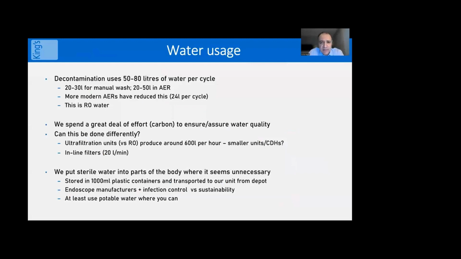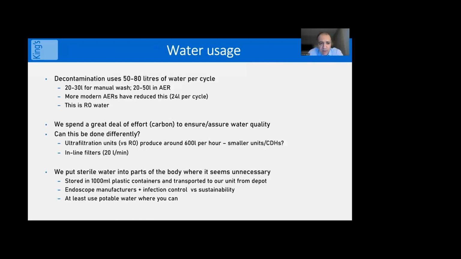In terms of water, let's focus on that for a second. Well, decontamination, as I mentioned at the start of the talk, uses somewhere around 50 to 80 liters of water per cycle per scope. That's 20 or 30 liters for a manual wash, and 20 to 50 liters in the average automated endoscope reprocessor, depending on which manufacturer you use. It's fair to say that the more modern AERs have reduced this to around 20, 23, 24 liters per cycle, but it's also worth noting that this is water that's been created by reverse osmosis in many cases, and this is a really carbon or energy intensive way of purifying water. We do that on site in most decontamination units. So we spend a great deal of effort and carbon to ensure that water is pure.